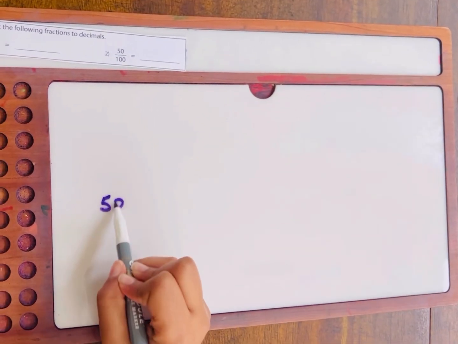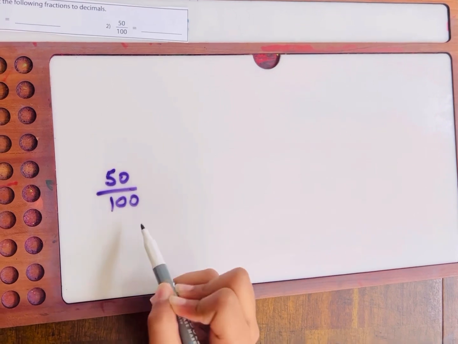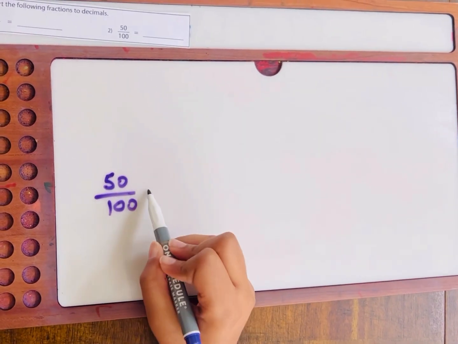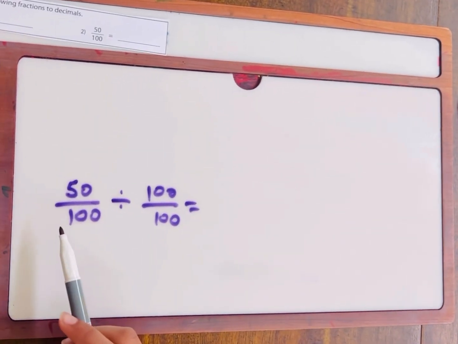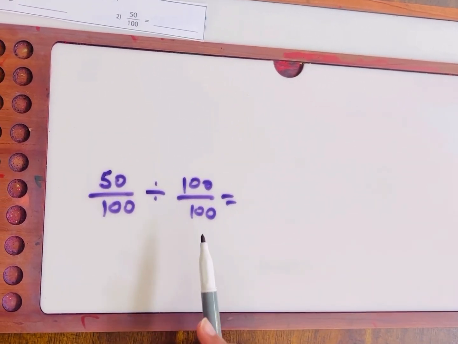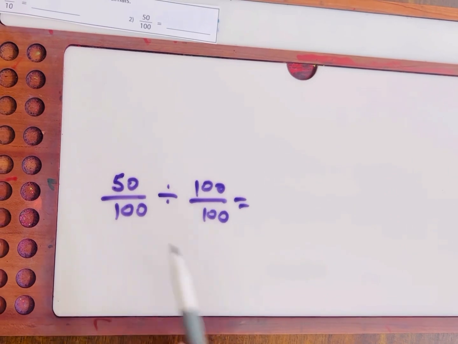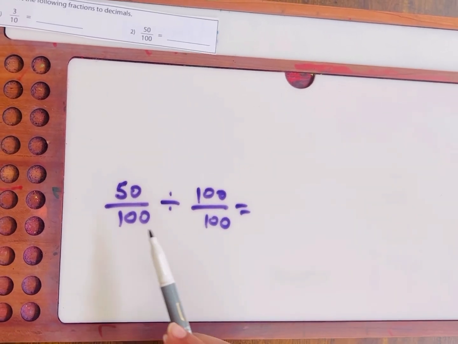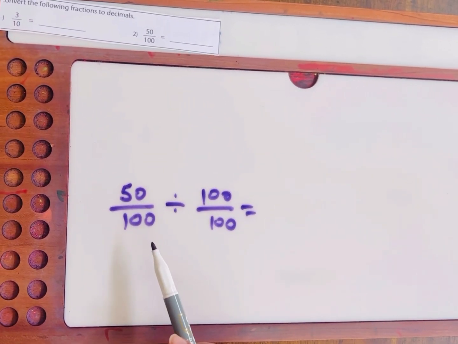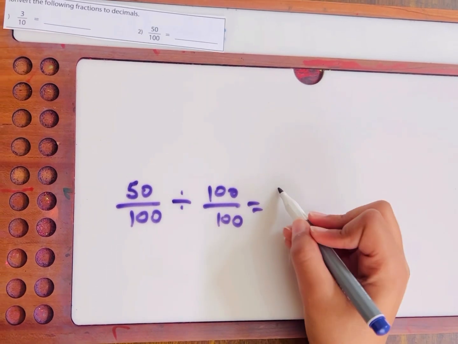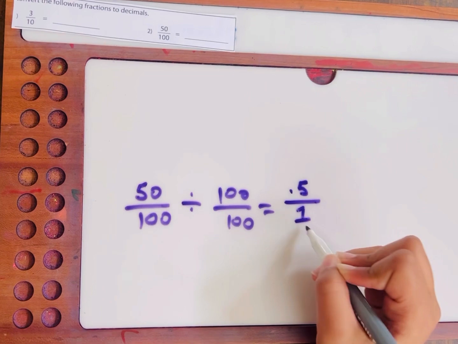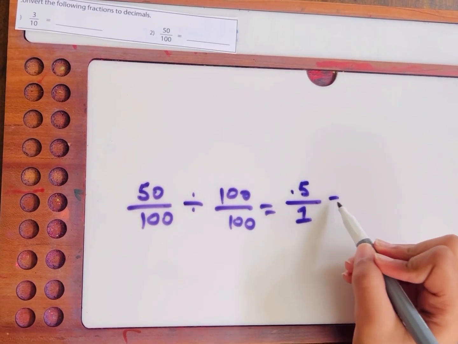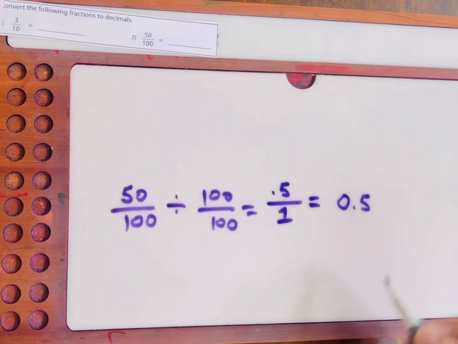Let's do 50 by 100. Because it's in the hundredths place, we have to divide by 100. So we're going to have 50 by 100. We could divide the numerator and denominator by 100. 50 divided by 100 is 0.5, and then 100 divided by 100 is equal to 1. 1 does not make any significant change, so it's equal to 0.5.